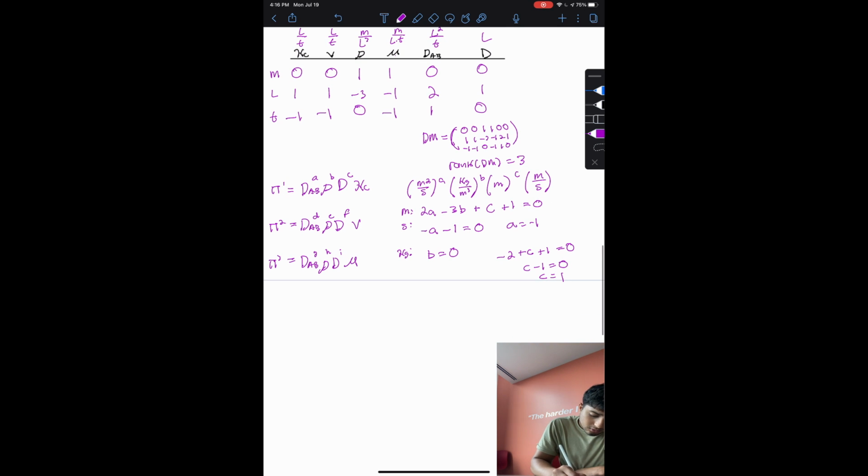So for the first dimensional group, we found out that a is negative 1. So DAB, and we also know B is 0, so there's none of that. C was 1, was on top, and then that's KC. So we know this is equal to the Sherwood number. So we found the Sherwood.